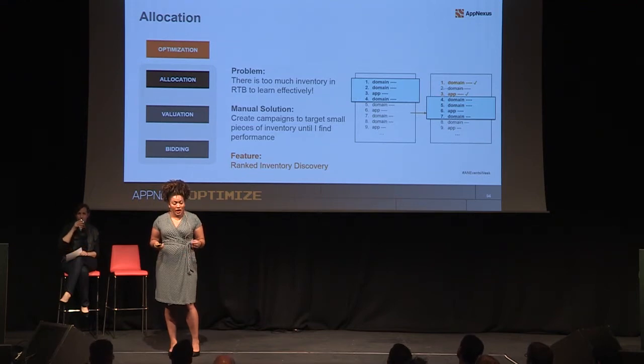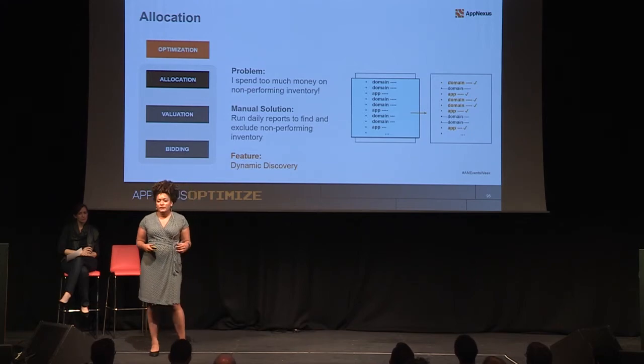So to help solve this, we've created Ranked Discovery, which takes your campaign data and our platform information to help determine which inventory is most likely going to perform on your campaign, and then starts your campaigns by actually pushing most of the budget toward that inventory in order to help you learn smarter and get to performance more quickly.